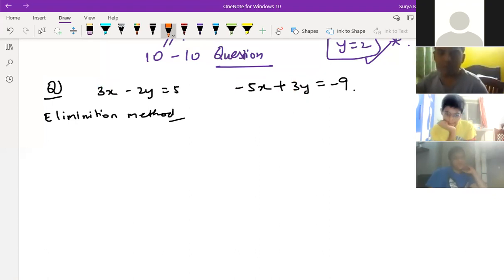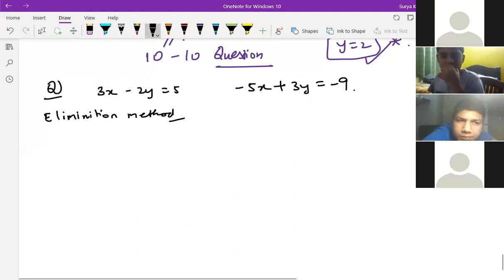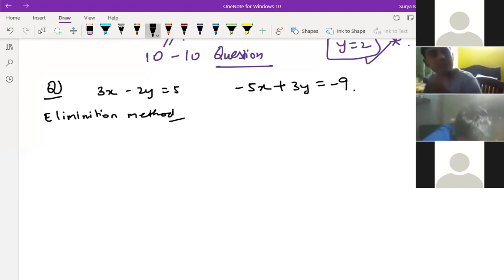Sir, -8. What should I do? Sir, you have to write 3x minus 8 minus 2y, and then it will get matched. Oh no, sir, that won't work. Sorry, that's wrong. So then we can take 3 into 5 is equal to 15, and minus 5 into minus 3 is equal to 15. So both are 15x and 15x.